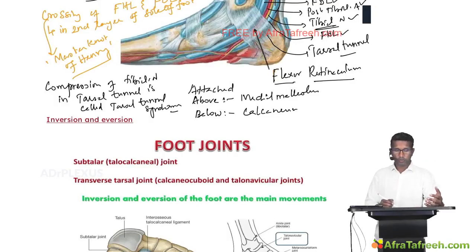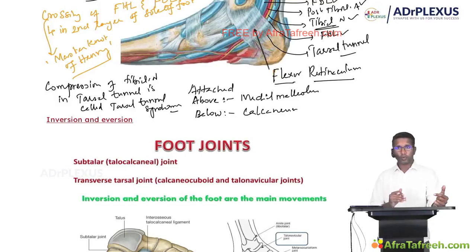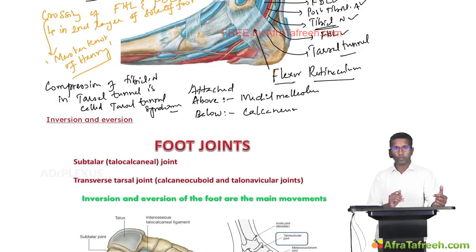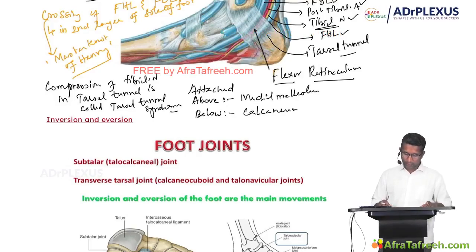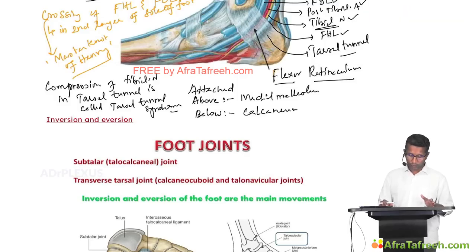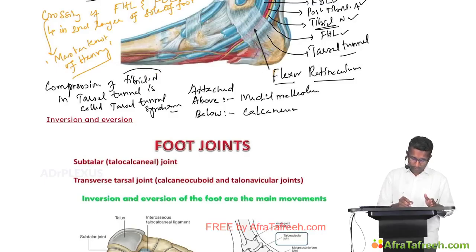Okay, fine. So you have seen a lot of entrapment neuropathies. This is the last entrapment neuropathy we are seeing, close to the foot. See, in tarsal tunnel syndrome, what is the nerve that is compressed? It is the tibial nerve. So the tibial nerve is the one which is getting compressed in tarsal tunnel syndrome.